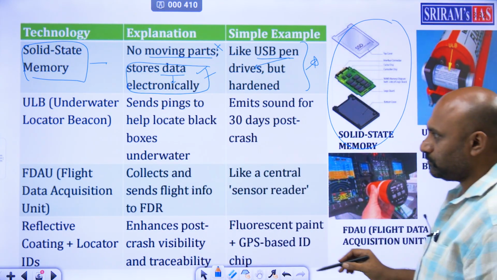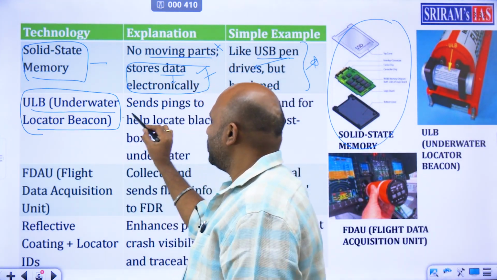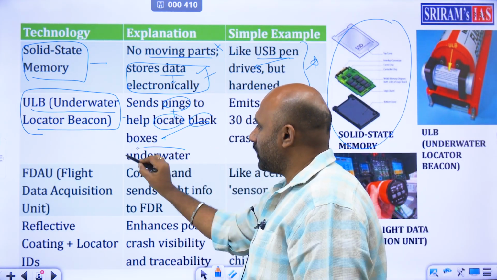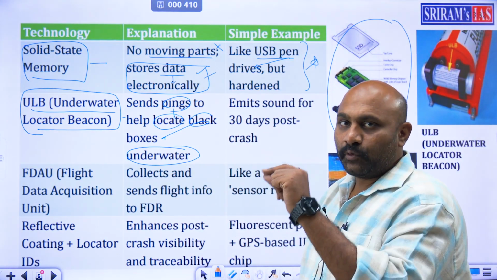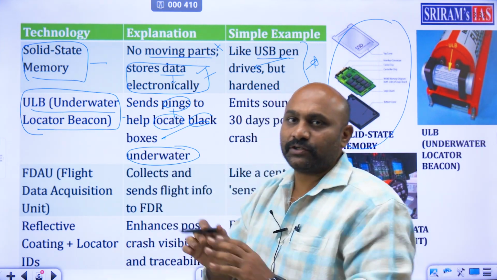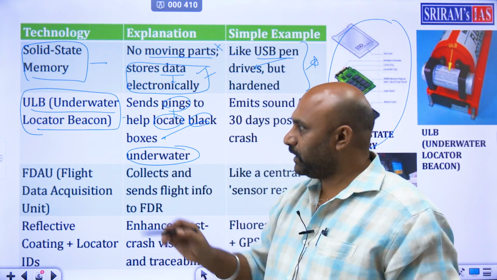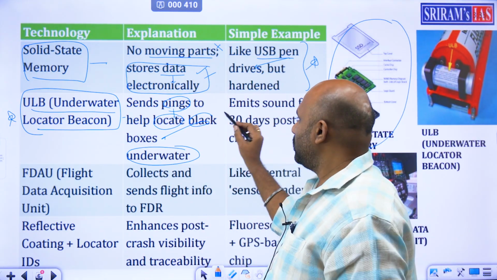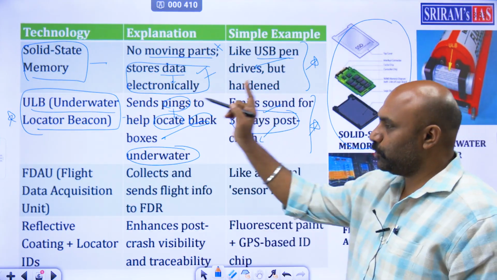Next, ULB, underwater locator beacon. It pings to locate black boxes underwater. So that's why it is called an underwater locator beacon. So if a flight crashes and goes underwater, this ULB is utilized to catch that particular black box. Since every flight has a black box, this ULB technology is used to catch the black box underwater, and it emits sound 30 days post crash. That is the advantage of these ULBs.